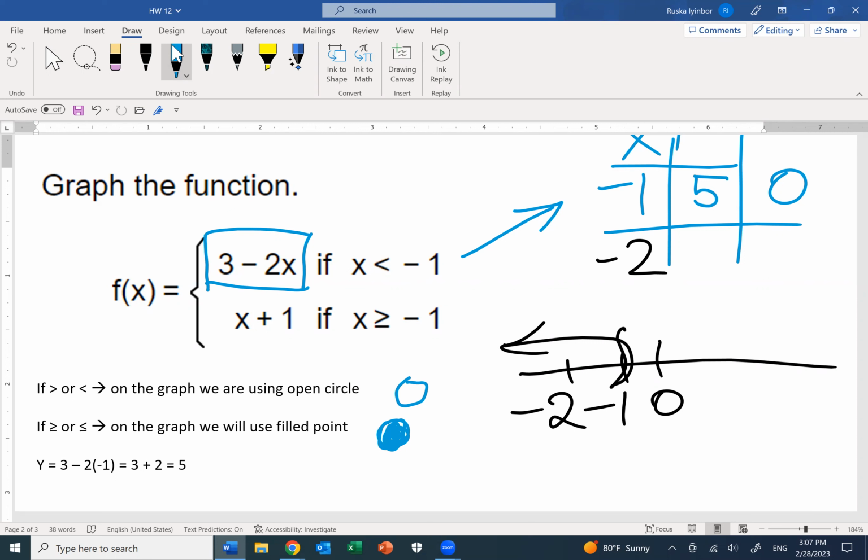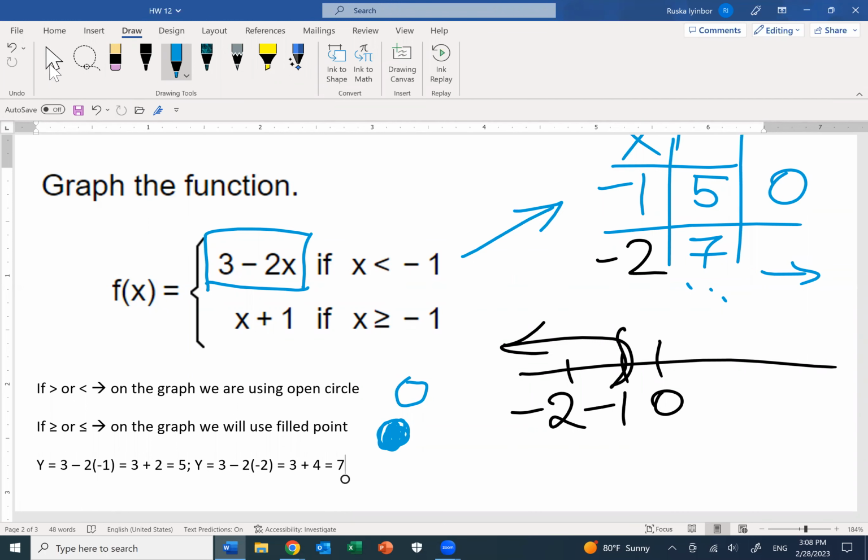And then you do the same with the next one. When you replace x with negative 2, we have 3 minus 2 times negative 2. You can just plug it into the calculator. It's 3 plus 2 times 2, which is 4, so that's 7. So those are the 2 points you're going to graph. Because x is less than negative 1, the graph continues on this side. You start from negative 1, 5 with an open circle, and at negative 2, 7, the graph continues that way.